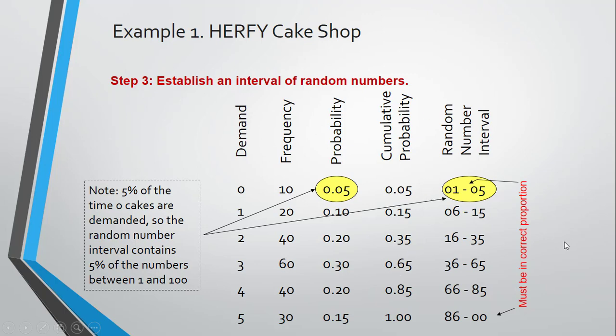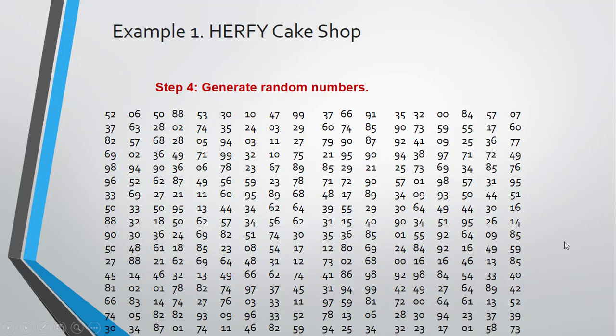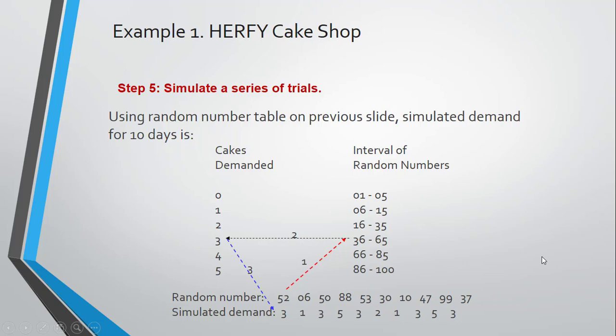Then what do you do? Let Monte Carlo run the numbers. The system will generate a whole bunch of random numbers between 1 and 100. The first number generated is 52, then 6, 50, 88, 53, 30, 10, 47, 99, 37, etc. Lots of numbers, right? Using these generated random numbers, let's pick a few: 52, 6, 50, 88, 53, 30, 10, etc.